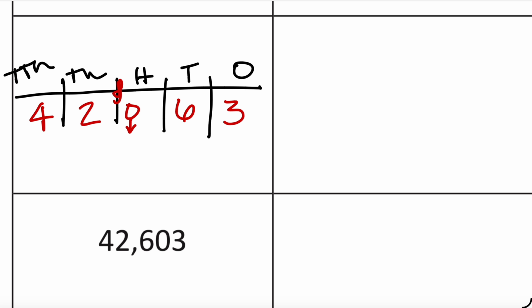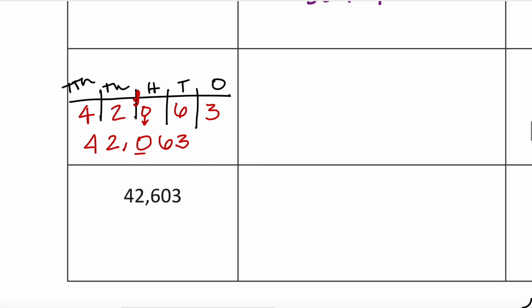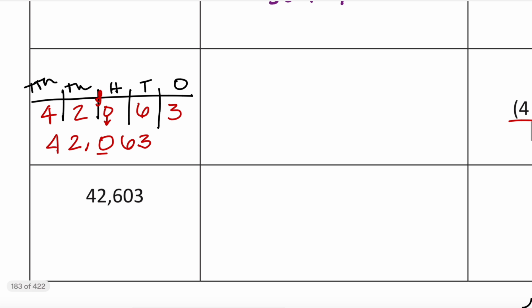Same thing if it were the tens. If you have a 0 in the tens, hundreds, or thousands, you want to make sure that you put that 0. So this will be 42,063. Okay, don't forget the 0. All right, so now we've got to ask ourselves what place is the 4 in. 4 is in the 10,000s place, so this makes 40,000.